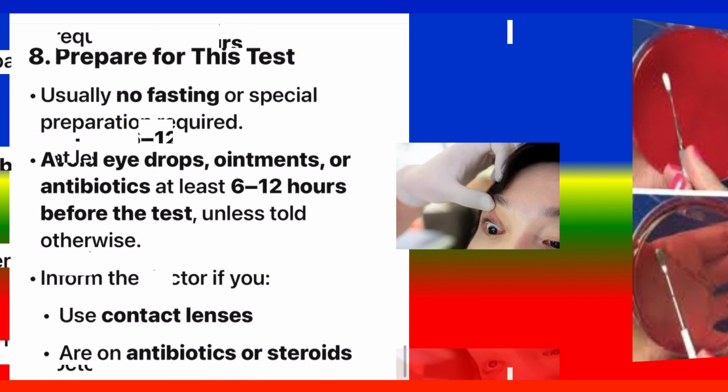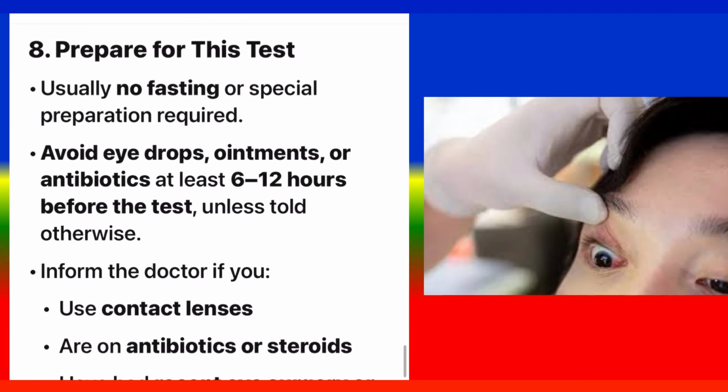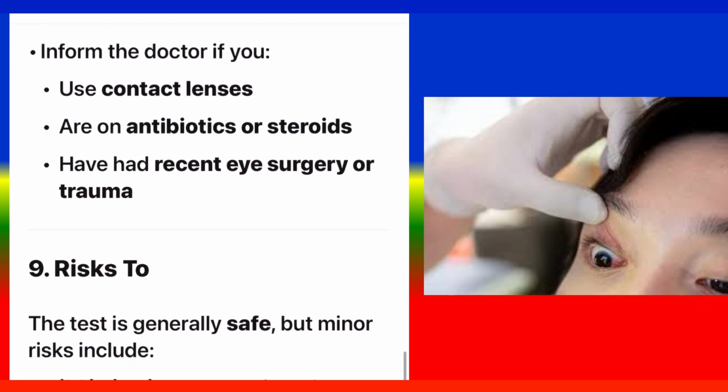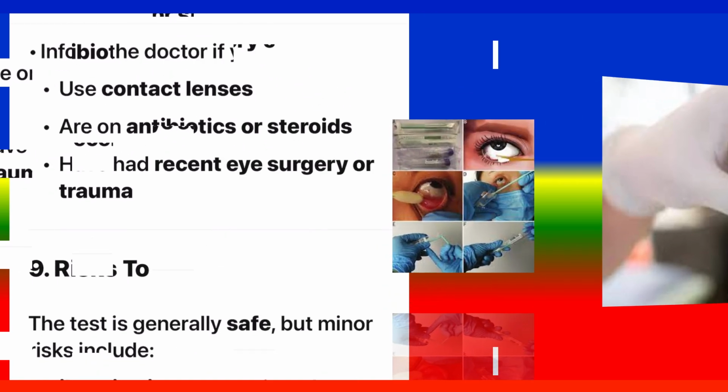8. How to prepare for this test. Usually no fasting or special preparation required. Avoid eye drops, ointments, or antibiotics at least 6 to 12 hours before the test, unless told otherwise. Inform the doctor if you use contact lenses, are on antibiotics or steroids, or have had recent eye surgery or trauma.